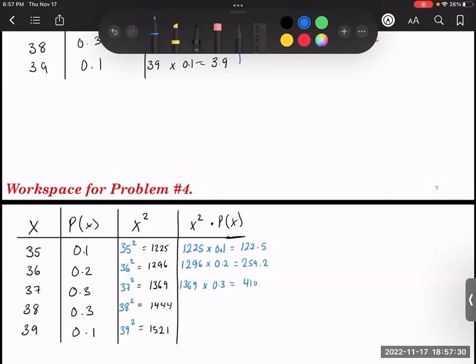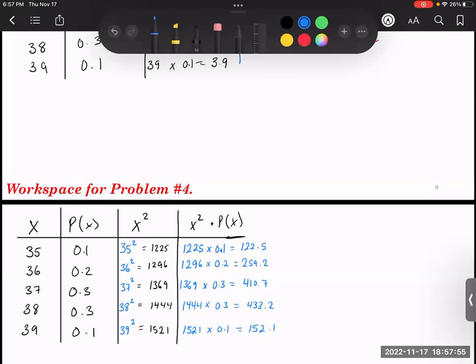410.7. The next one is 1444 times 0.3. That's right, 433.2. And the last one is 1521 times 0.1, which should have been like 152.1.